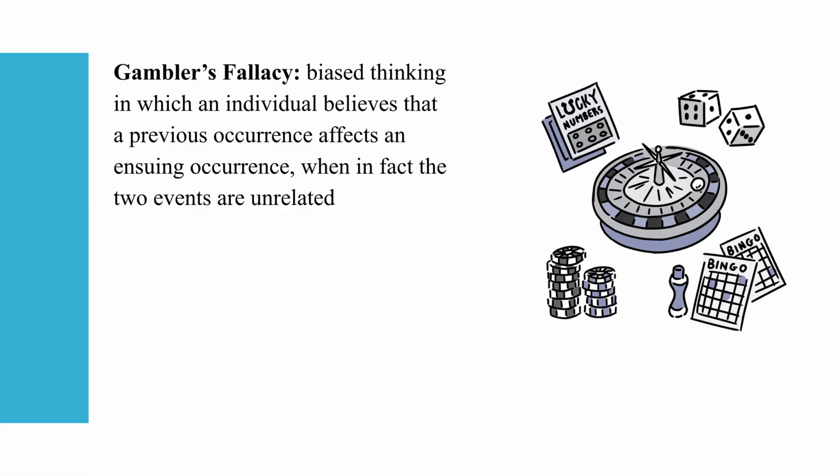So why do we believe that the more we keep playing the lottery, the better our chances will be? Why do we think that because someone has had 3 boys, the next one will for sure be a girl? Well, people tend to experience gambler's fallacy, which is biased thinking in which an individual believes that a previous occurrence affects an ensuing occurrence, when in fact the two events are unrelated.